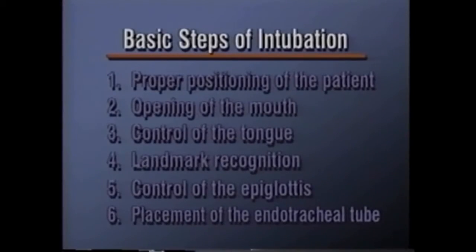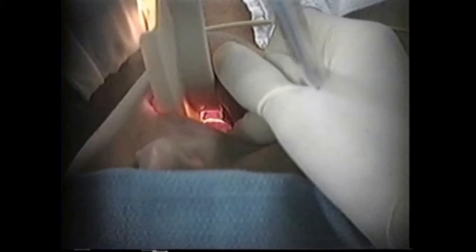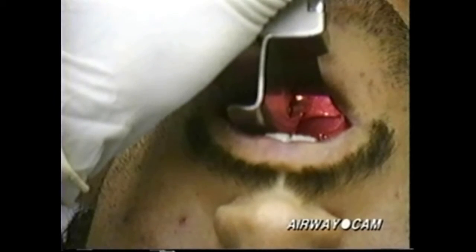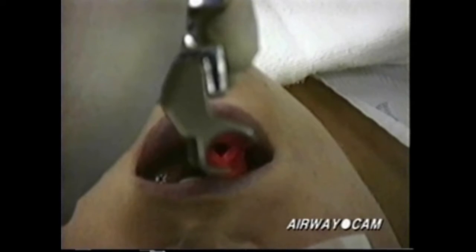Step 4 in orotracheal intubation is landmark recognition. After the blade has been inserted, one of 2 landmarks should be recognized, either the tip of the epiglottis or the posterior cartilages of the larynx. The tip of the epiglottis has a unique appearance that is unmistakable. The identification of the posterior cartilages of the larynx, however, requires a detailed appreciation of the laryngeal structures.